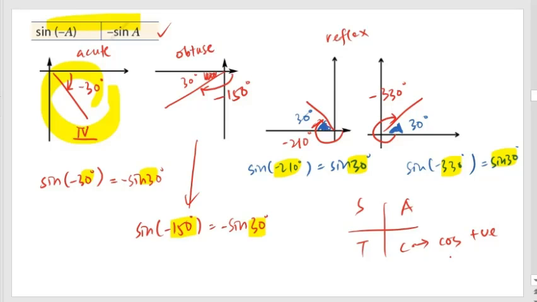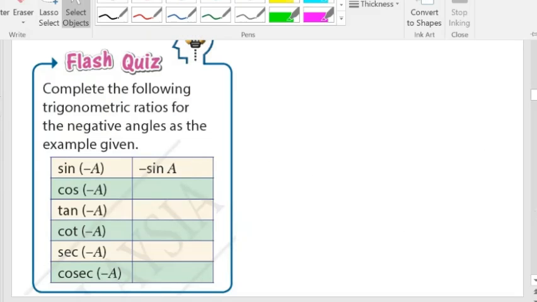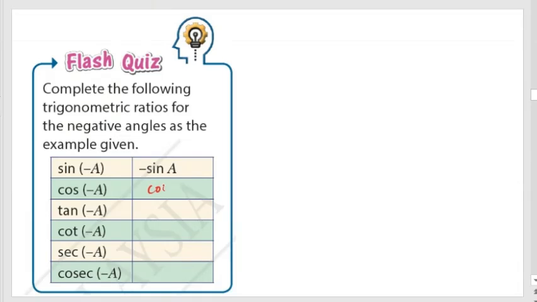The reciprocal for cos is, what is the reciprocal for cos? Is it secant or cosecant? Secant is positive. So it means that the rest are all negative. So then you can go back here. You know cos will be positive, cos A, then the reciprocal for cos is secant, so it's sec A. The rest will all be negative: negative tangent A, negative cotangent A, and negative cosecant A. Okay.